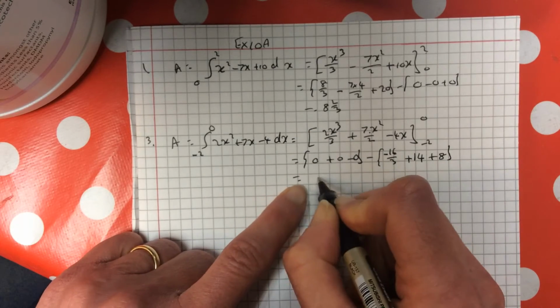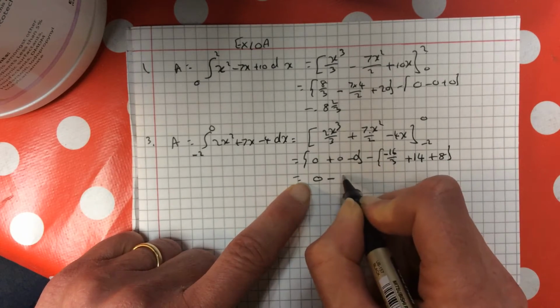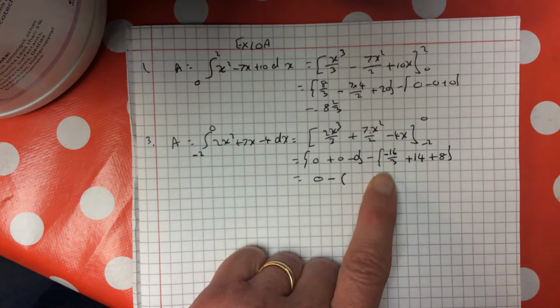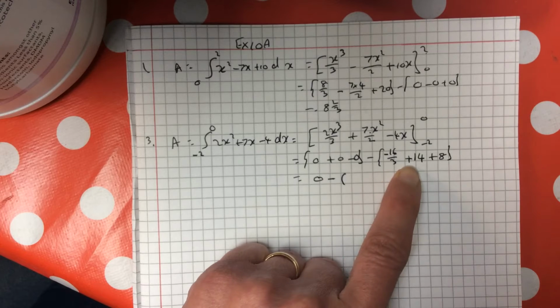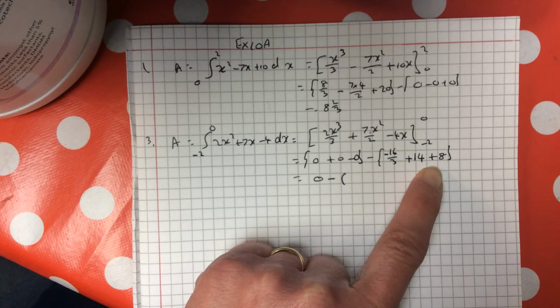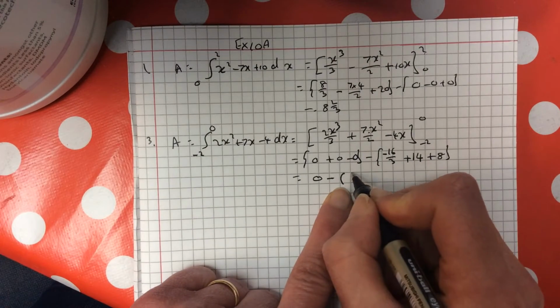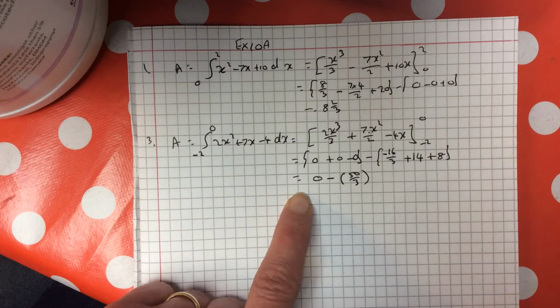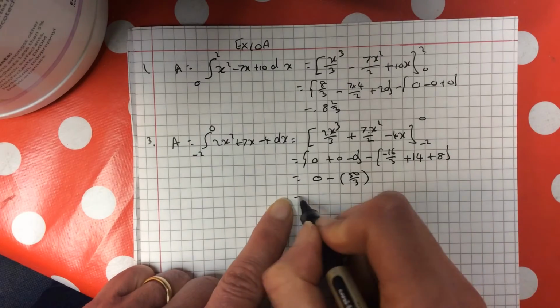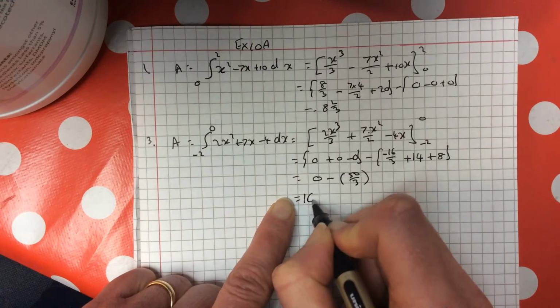Lots of places you can go wrong here. Don't be tempted to go too fast in this bit. Take your time to go minus 16 over 3 plus 14 plus 8, to give you an answer in this bracket of 50 over 3. So it's not minus 50 over 3. And you remember you always give area as a positive, so it's 16 2/3.